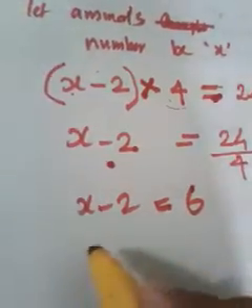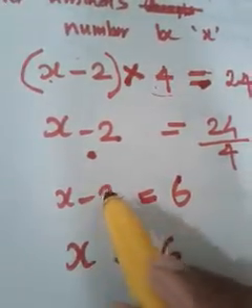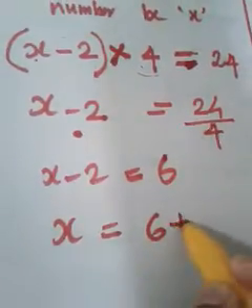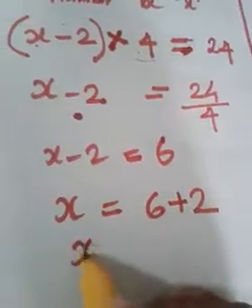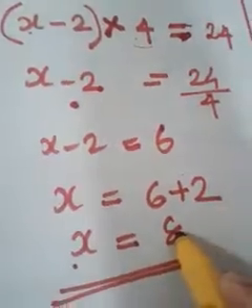Okay. Now it is time to calculate x. How can we calculate x? What is the right side? 6. Take this minus 2 to the right side, it becomes plus 2. You know how to solve, isn't it? So x will be what? 6 plus 2 is 8. That means the number will be 8.